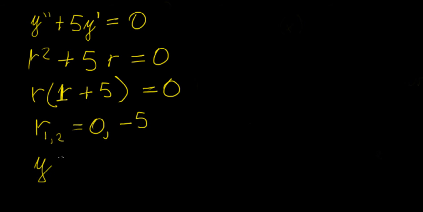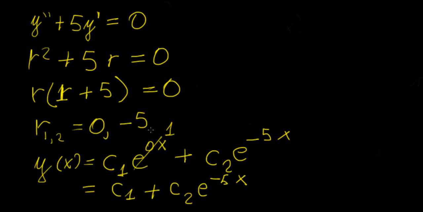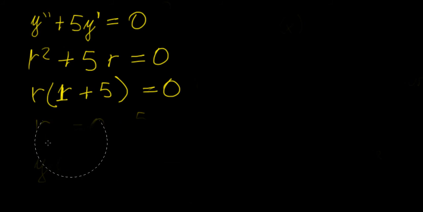So we know that the general solution is going to have the form c1 e to the power of 0x. So this is just going to go to 1, plus c2 e to the power of minus 5x. And this is just going to be c1 plus c2 e to the power of minus 5x. Alright, so that's pretty straightforward. That's generally how you solve homogeneous second-order differential equations with constant coefficients.